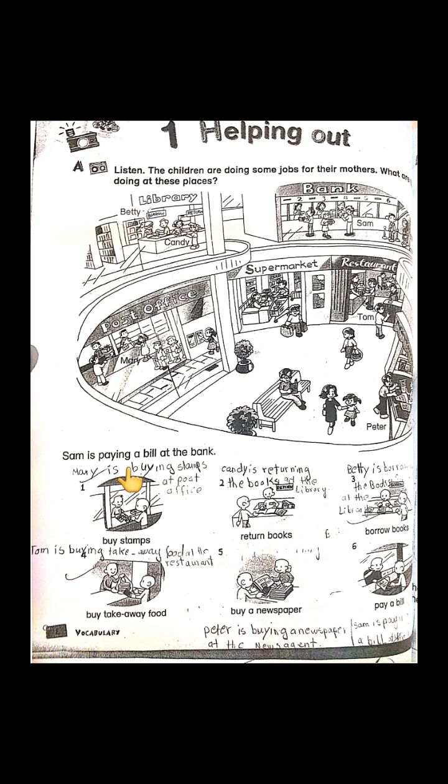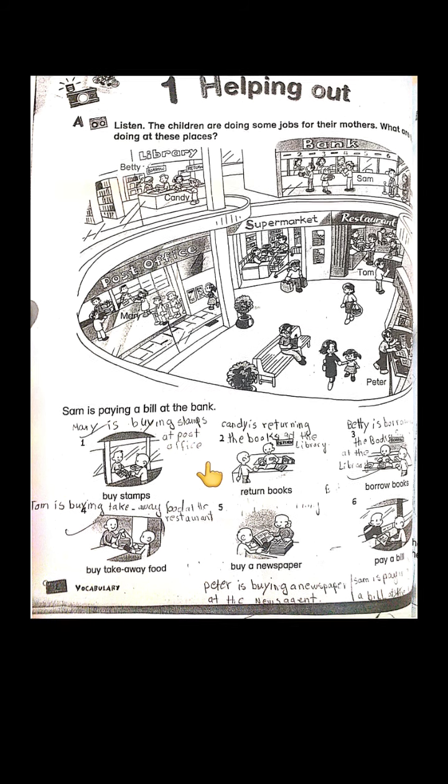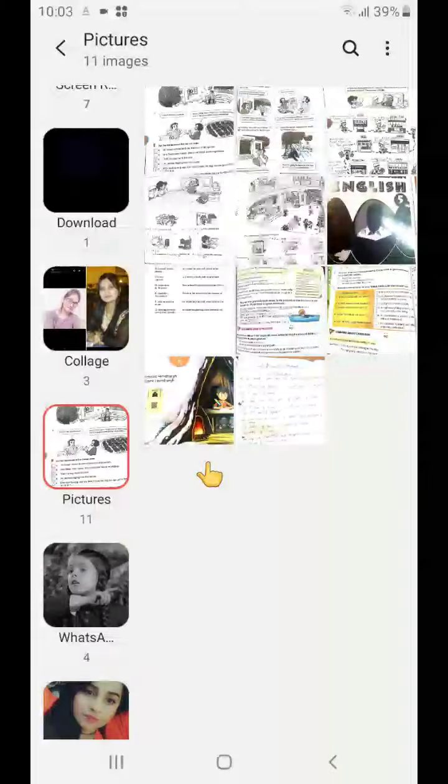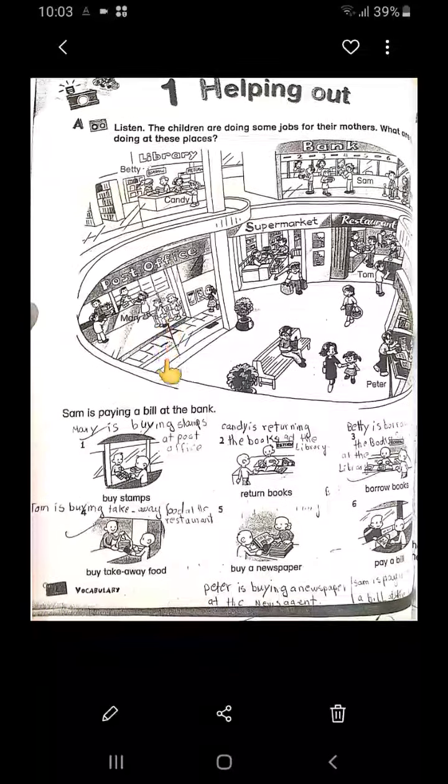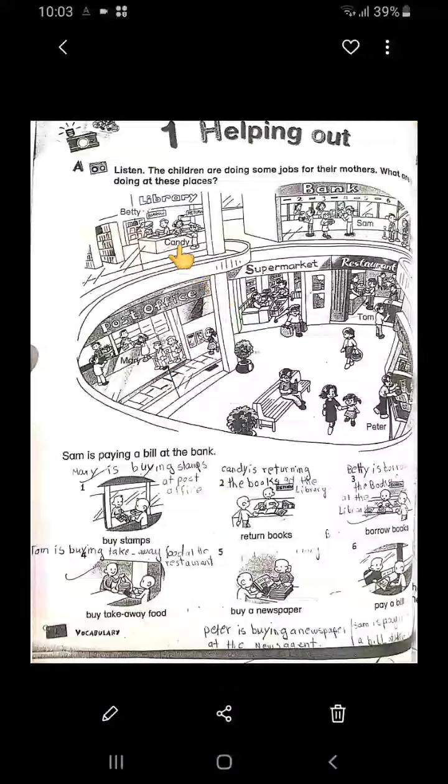Sam is paying a bill at the bank. Can you see Sam? Where is Sam? Here. This is Sam and he's paying the bill at the bank. Got it? So in the same way, we are going to do the second option, return books. We will see who is returning the books. Candy. Candy is there to return the books. So Candy is returning the books at the library.